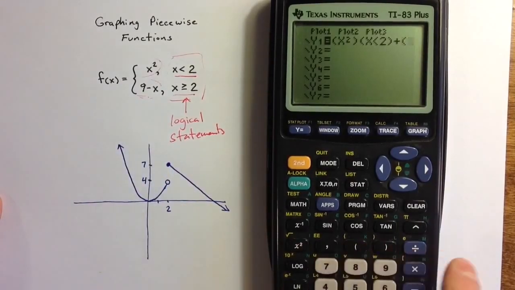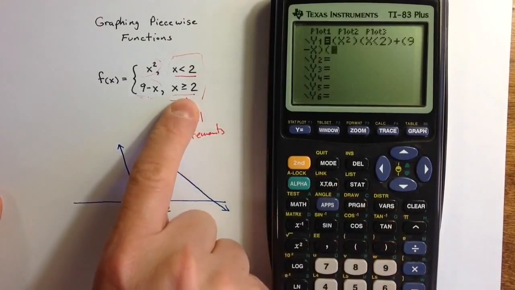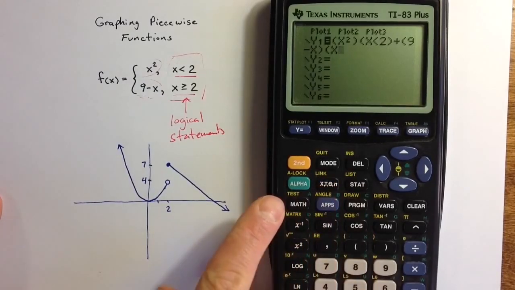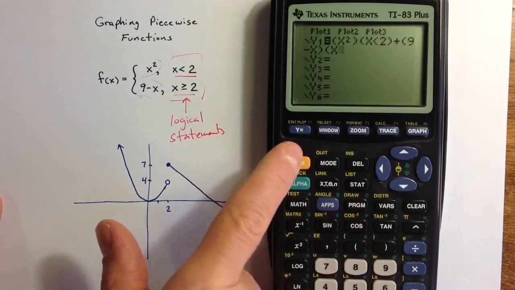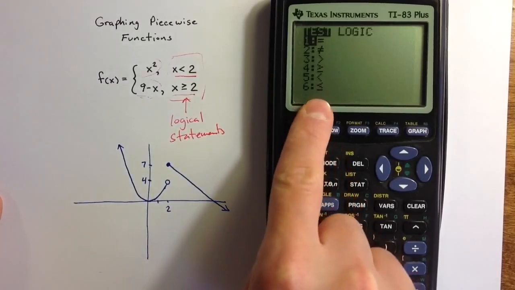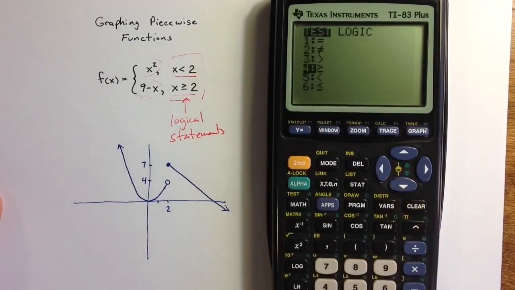Again, in parentheses, I'm going to enter the expression 9 minus x, and then multiply by the logical statement x is, going to the test menu again, it's a yellow menu, so I hit second, and then the math key takes me to the test menu, and I want greater than or equal to, which is option 4, hitting enter to select that option, greater than or equal to 2.